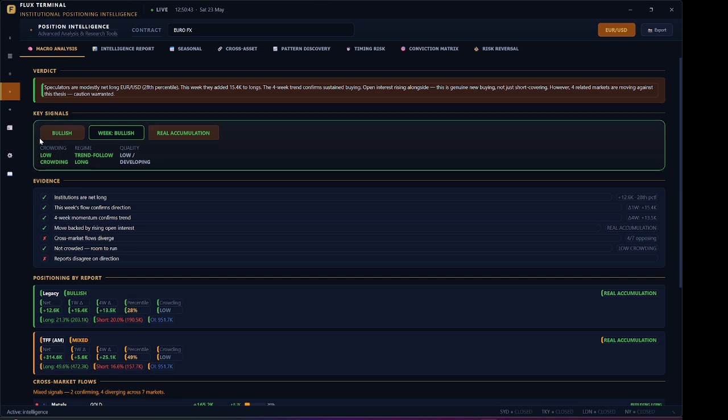Then the key signals, and then we have the bias for the week. This one is a long-term bias, and we have a weekly bias. Sometimes this one is bullish and the weekly bias is bearish, because the weekly direction has changed. Then we have distribution, accumulation, or equilibrium, the position of that selected pair.